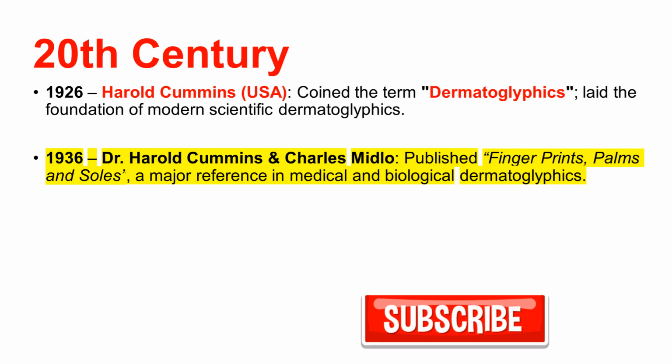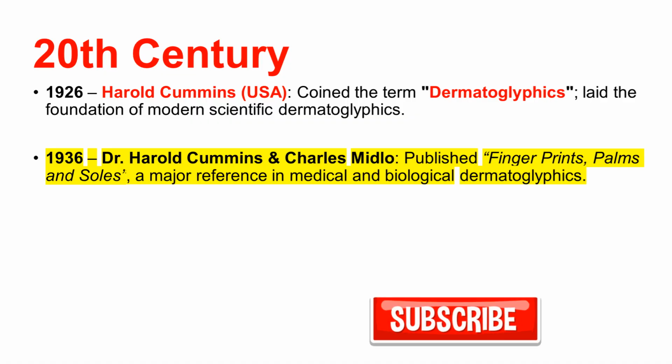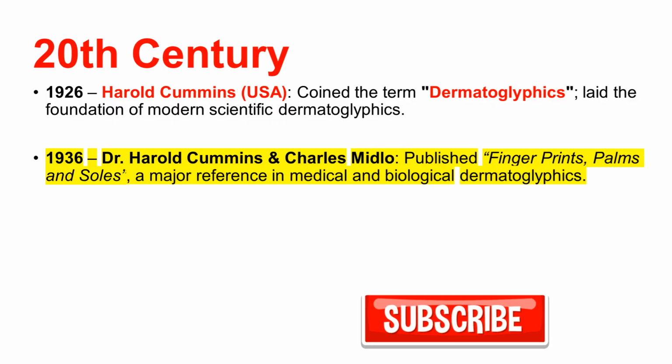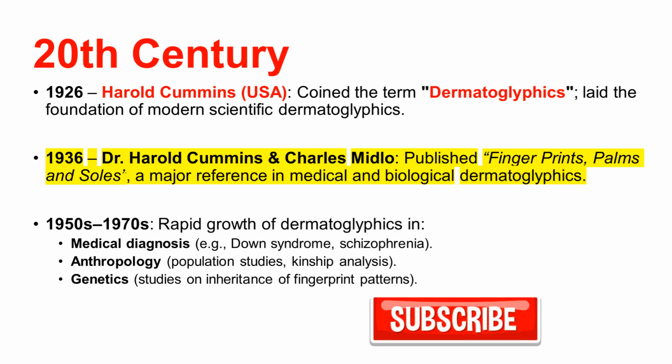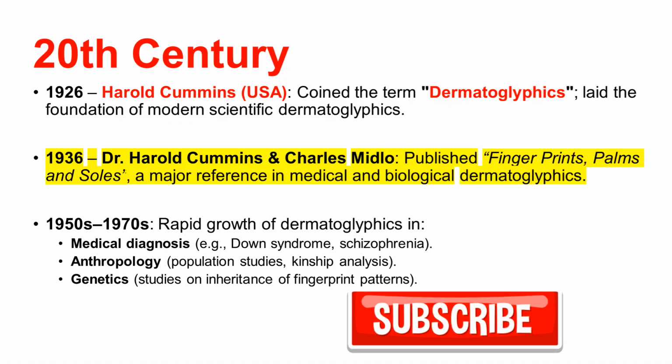1936, Dr. Harold Cummins and Charles Midlo published Fingerprints, Palms, and Soles, a major reference in medical and biological dermatoglyphics. 1950s to 1970s, rapid growth of dermatoglyphics in medical diagnosis, e.g., Down syndrome, schizophrenia. Anthropology, population studies, kinship analysis. Genetics, studies on inheritance of fingerprint patterns.